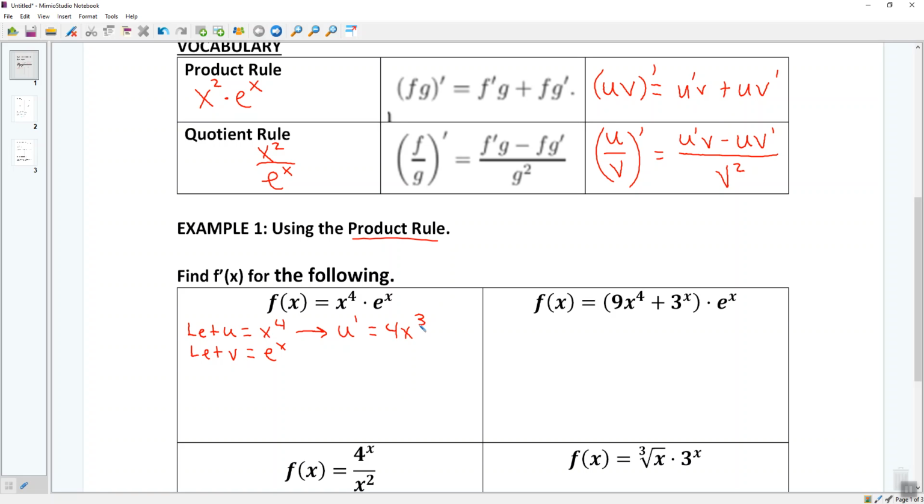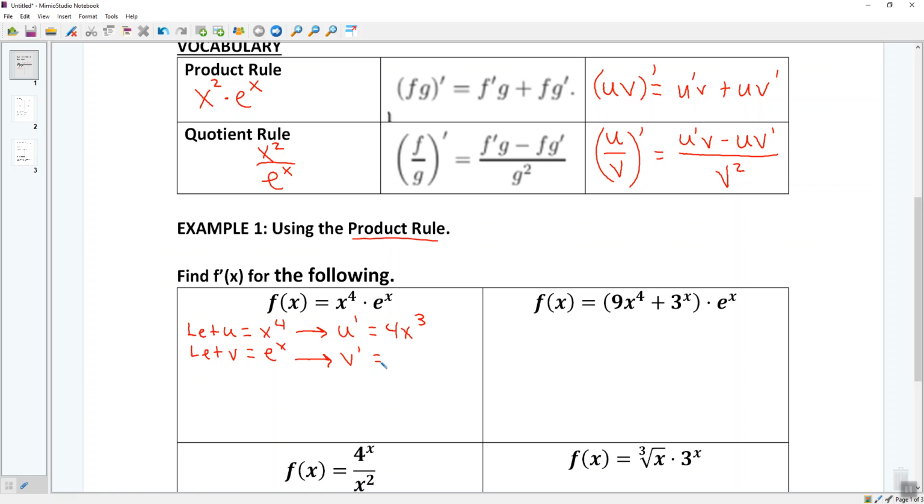Okay, and then we set v to be equal to e to the x. What does that mean v prime would equal then, kids? Natural log of e. Well, natural log of e being what value there, Ellie? 1. So 1 times e to the x. So the derivative of e to the x is just itself, right? Yeah. E to the x.